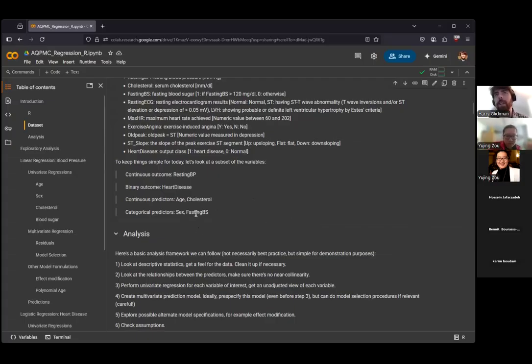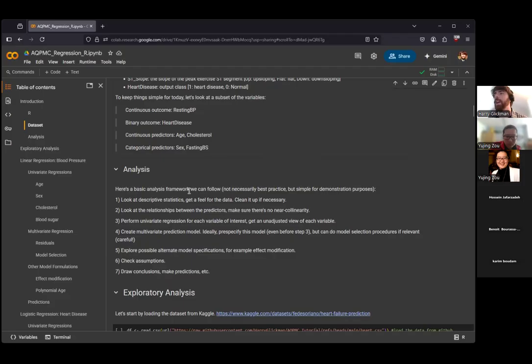So this will be a sort of toy example, but it'll let us explore all the relevant stuff for continuous predictors, categorical predictors, a continuous outcome for linear regression, and then a binary outcome for logistic regression. So that's what we'll do. We're going to follow this basic analysis framework, and this isn't necessarily best practice, but it's a good way to show all the aspects of what I was talking about yesterday in a systematic way.